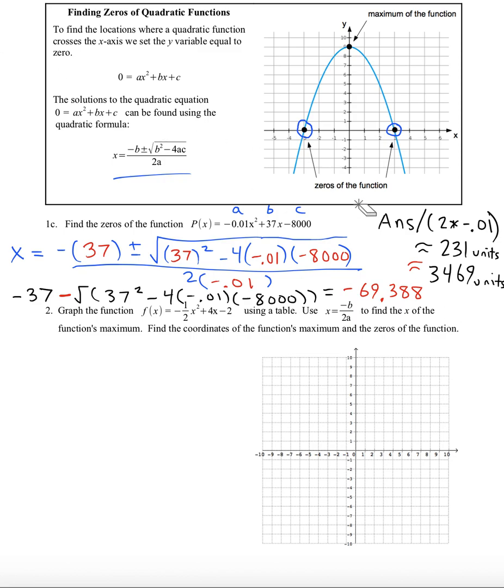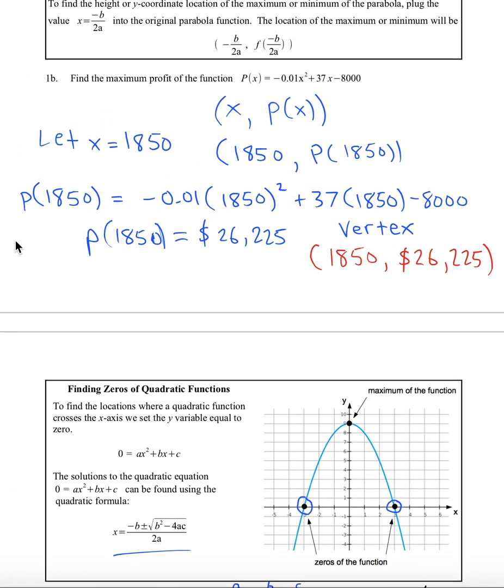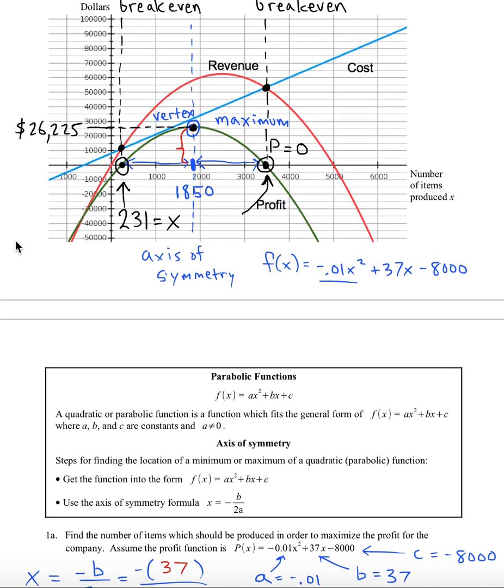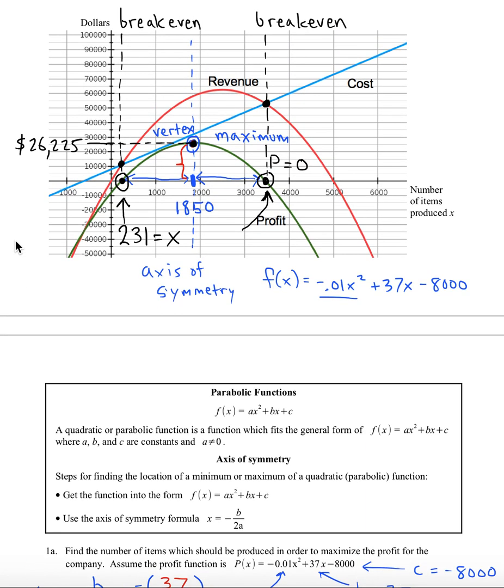Okay. So our answers are 231 units or 3,469 units. Let's check out our graph and see if it makes sense. Yeah, I think that number would fit in nicely. Okay, great. We identified the locations of the zeros.